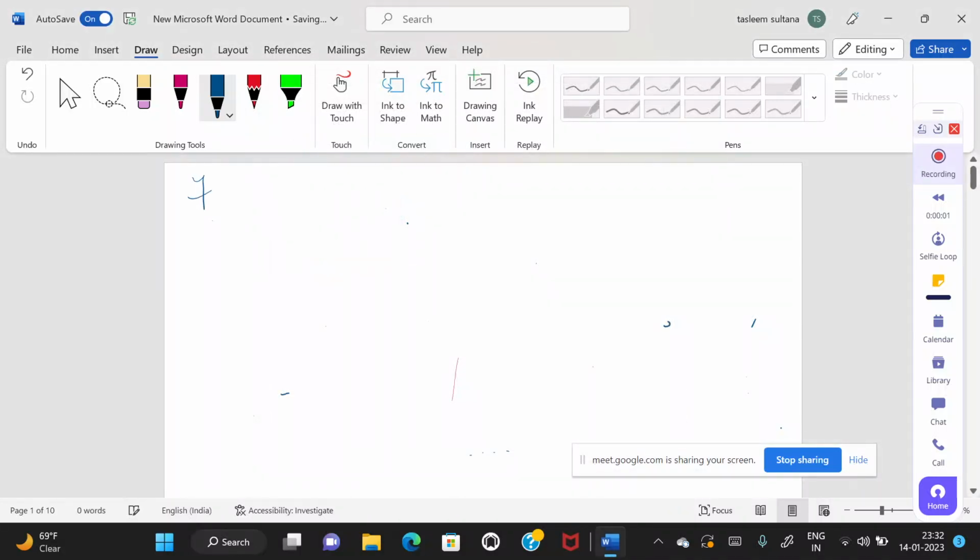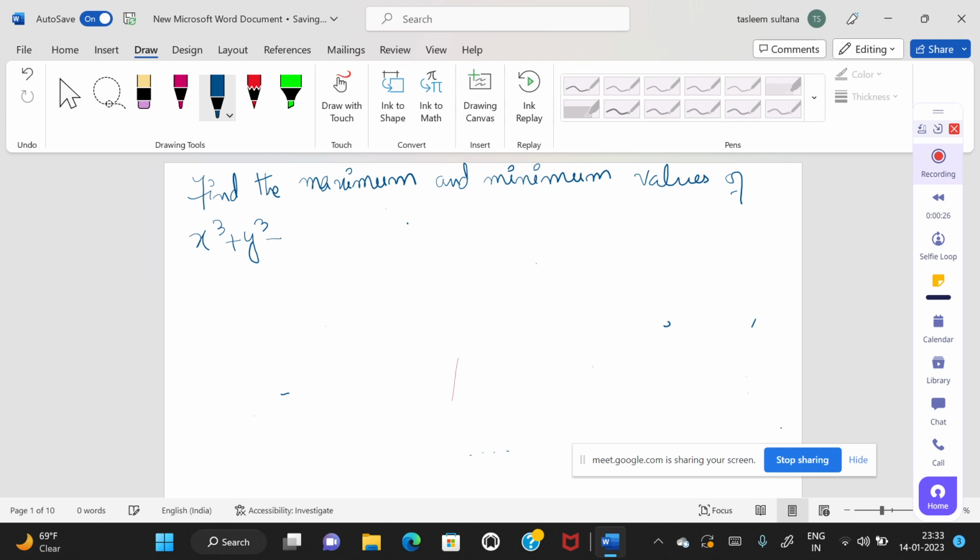Find the maximum and minimum values of x cube plus y cube minus 3axy.